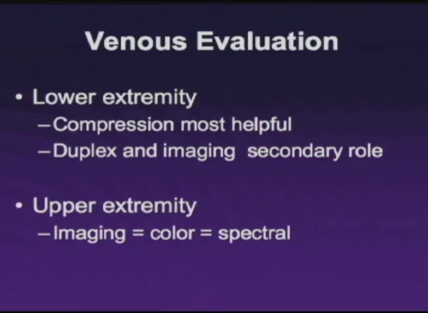In lower extremity venous examination, compression is the most useful part. Duplex and perhaps color are secondary players. In the upper extremity, because we can't compress many of the veins and because blood flow is faster, we can utilize all of our modalities, and they're all very important for diagnosis. So grayscale imaging, color Doppler, and spectral evaluation are all used to evaluate these veins.